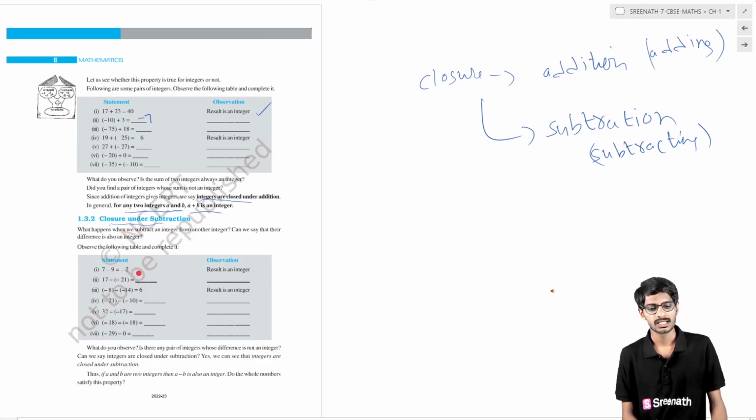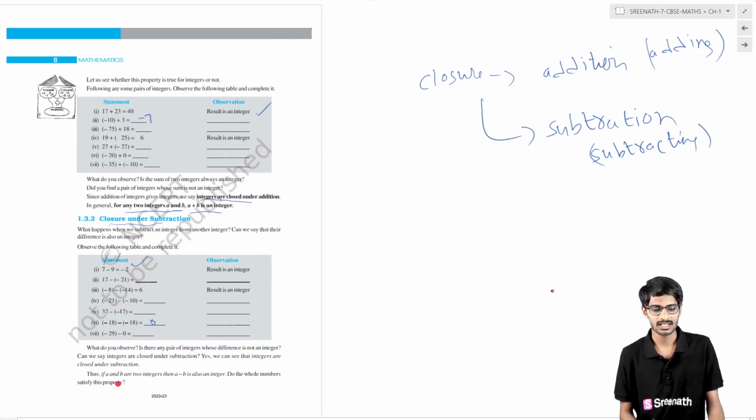7 minus 9 is -2, which is also an integer. So 7 and 9 are integers, and -2, the resultant of two integers, is also an integer. So we say that the closure property is satisfied under subtraction. If you take this also, -18 minus -18 gives 0. 0 is also an integer. So these two are integers and the resultant is also an integer.